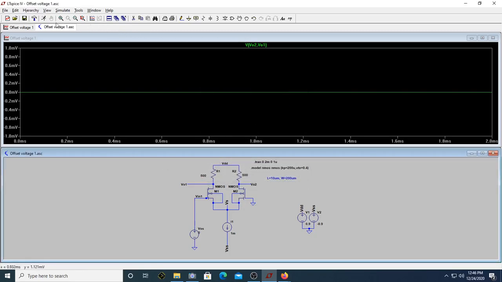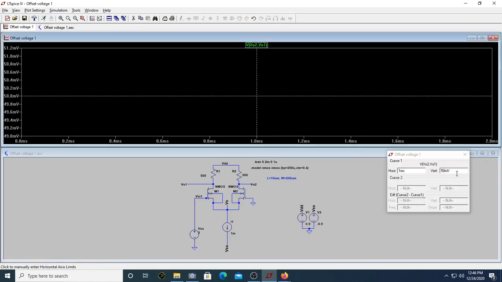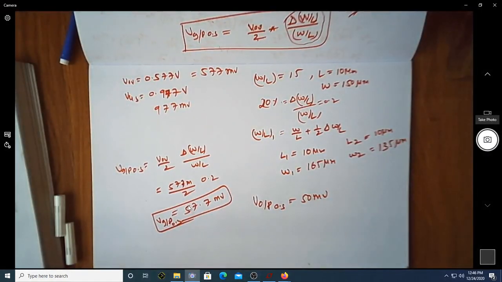This will end up with an offset voltage of, you can see the offset voltage is 50 millivolt. You can certainly see the offset voltage that you are getting is 50 millivolt due to the mismatch of 20% of W by L. Delta W by L divided by W by L is actually 0.2. So this is a 20% error.